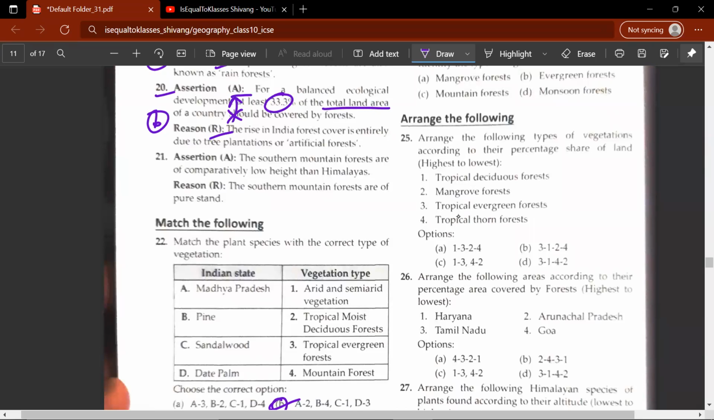Moving on to the 21st question. Assertion A. The southern mountain forests are of comparatively low height than Himalayas. Reason R. The southern mountain forests are pure stand. So the correct answer for this would be C.